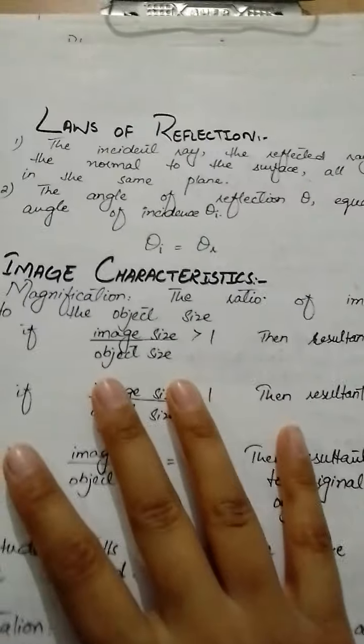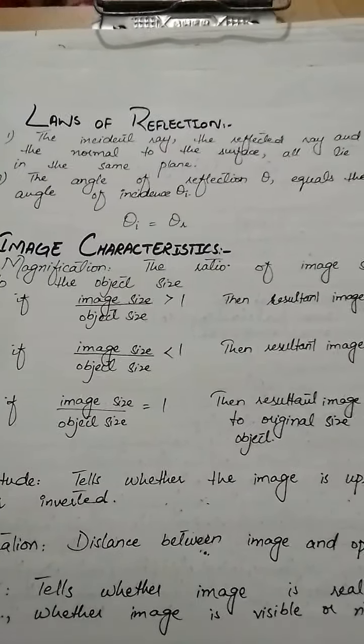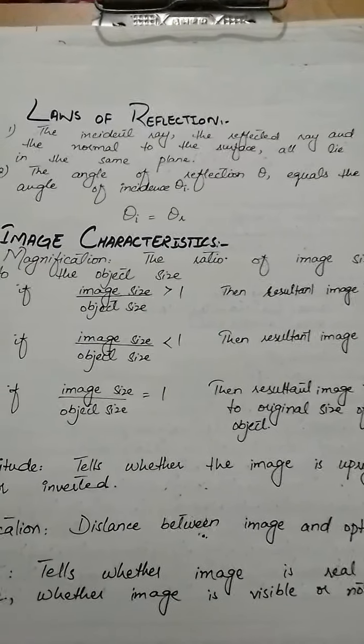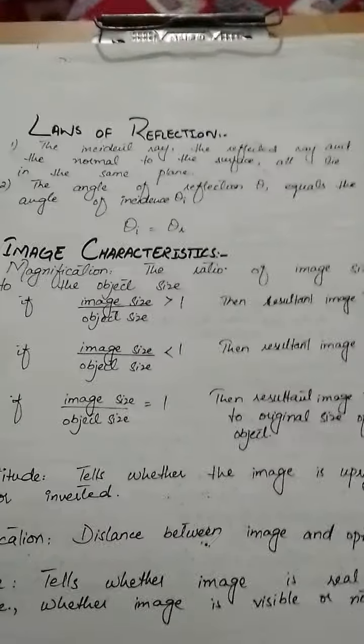Moving on to the next topic, which is the laws of reflection. These are the two laws of reflection of light. These are very easy. The incident ray, the reflected ray, and the normal to the surface all lie in the same plane. What does it mean?